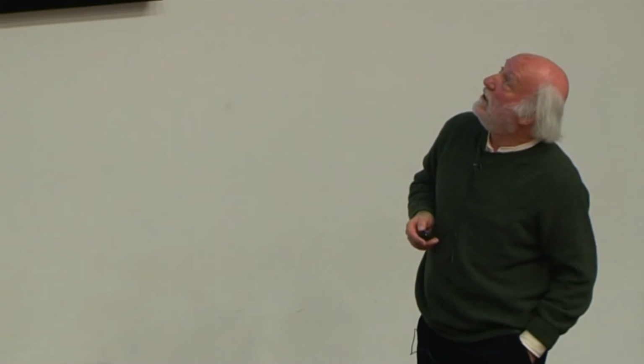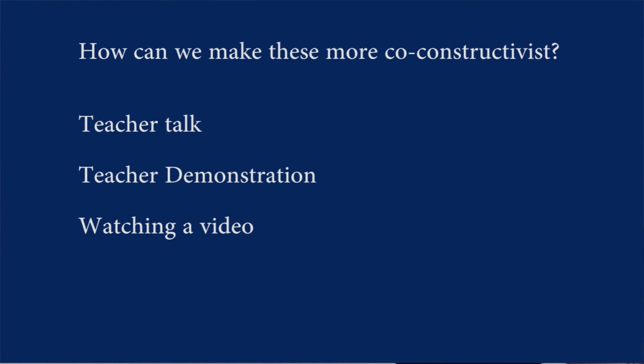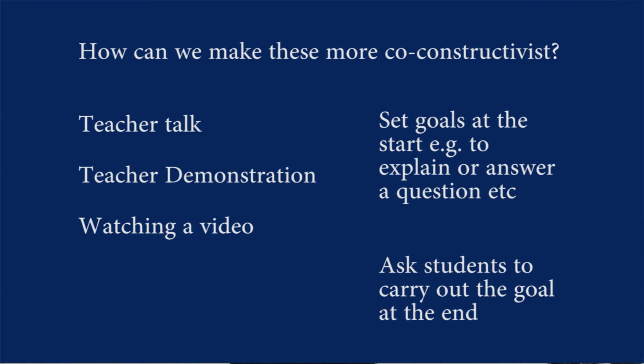Okay. How can we make methods below, which are very, very common and we can't avoid them, co-constructivist? Well, there is a very simple way. I've just said, really, set goals in advance. You're going to have to explain this question when I've finished explaining cash flow. You have to answer this question. Or when I finish describing cash flow, I'm going to ask one of you to explain this and one of you to explain that, like I've just done with you. Or you've got to write it in your own words, whatever.